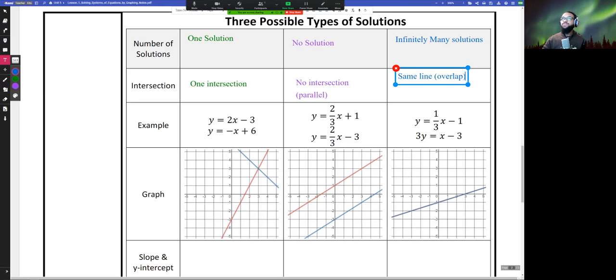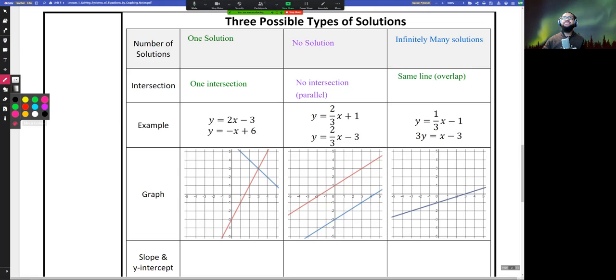All right. So if we look at a couple of examples, in this first example, y equals 2x minus 3, and y equals negative x plus 6. We see that these things intersect right here. This is their graph. They have 1 point in common, all right? Then if we look at the no solution, we see that they don't intersect at all. All right, they have no intersection.